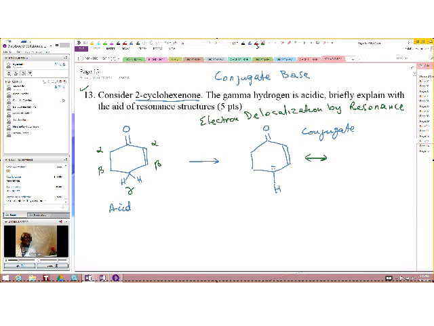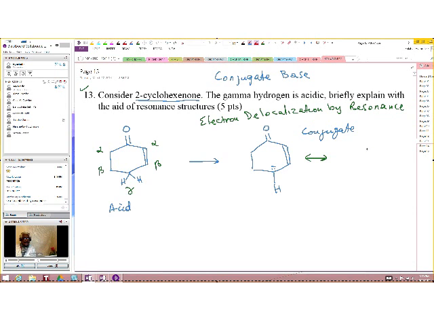In this particular instance, this pair of electrons here is in a p orbital, because this carbon now becomes an sp2 hybridized carbon. This carbon is sp2 hybridized, this one is sp2 hybridized, this one is sp2 hybridized. So what we now have is a chain of sp2 hybridized atoms, which means that we could delocalize this electron into their p orbitals.